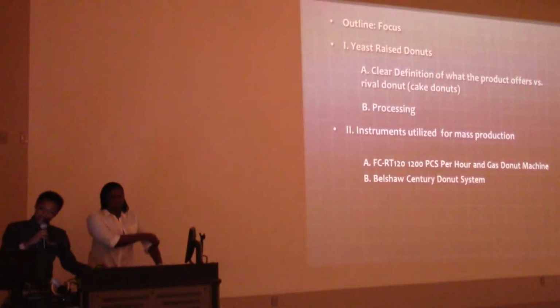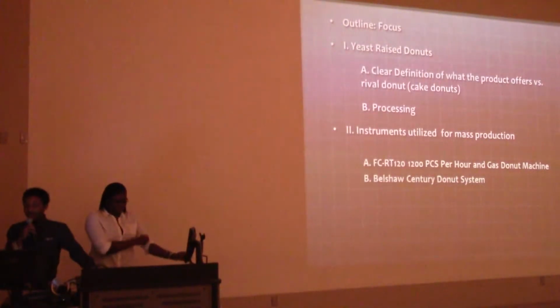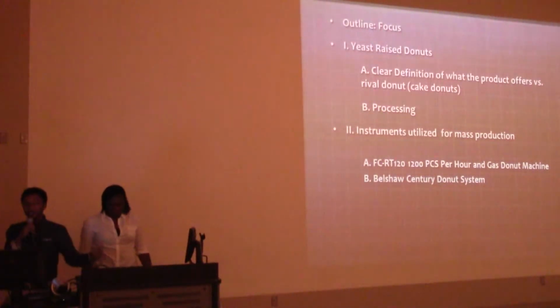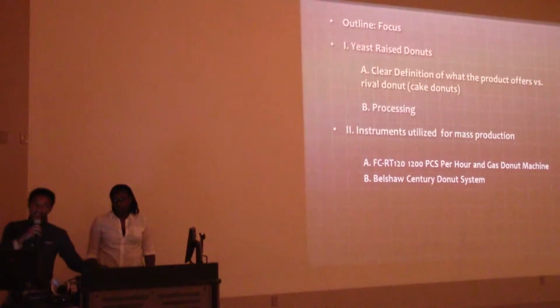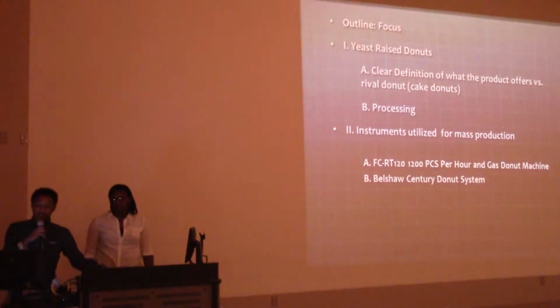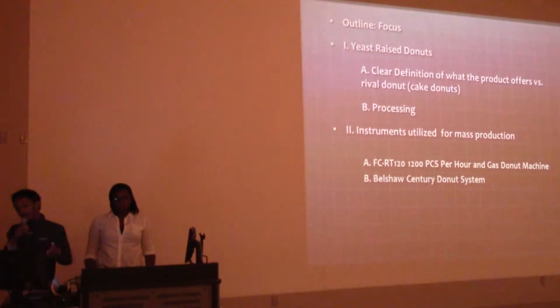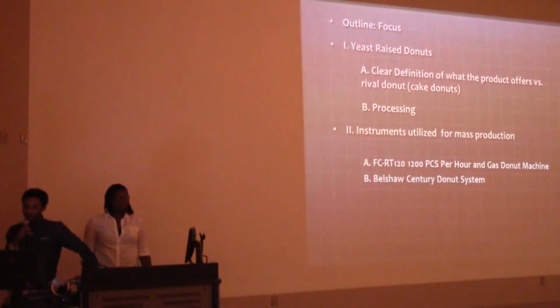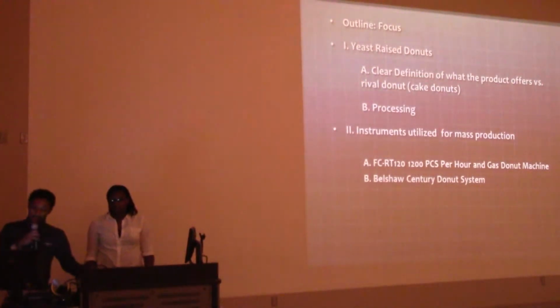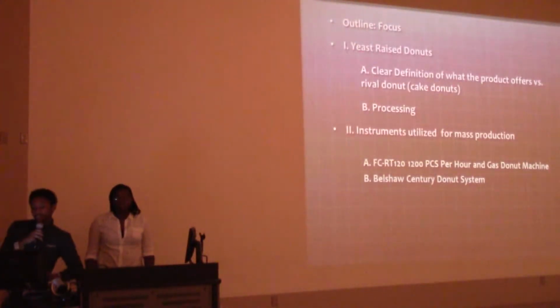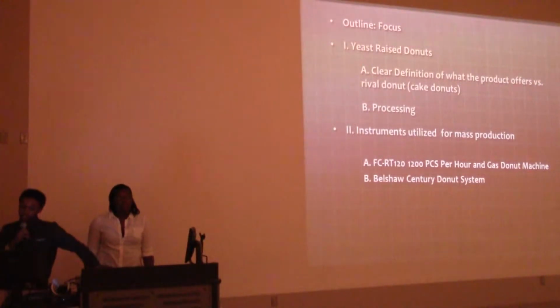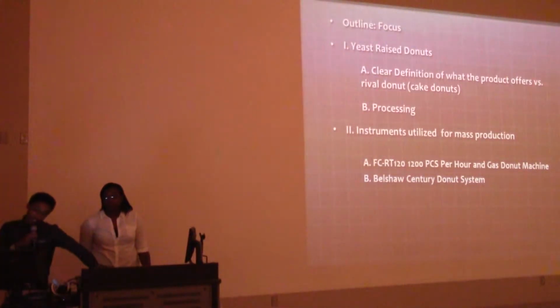I will first be discussing the yeast-raised donuts. We were suggested to use yeast-raised versus cake and frozen donuts. I'll be giving a clear definition of what the product offers versus rival donuts, which would be the cake donut. And we'll also discuss some processing. Also, I'll go into instruments utilized for mass production, the FCRT120, 1200 pieces per hour gas donut machine, and the Bell-Shaw Century donut system.